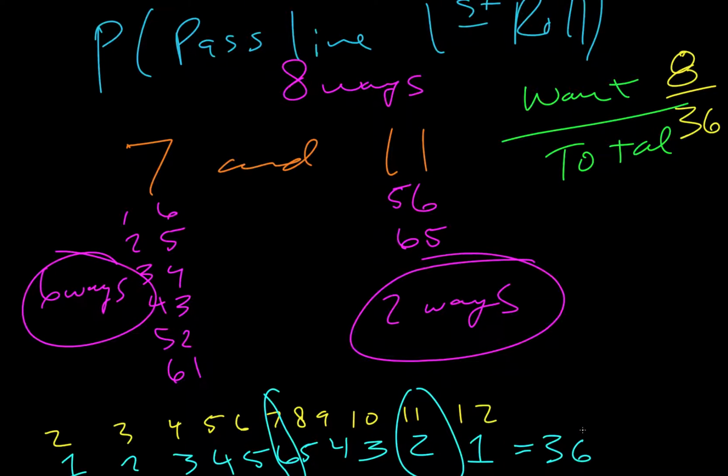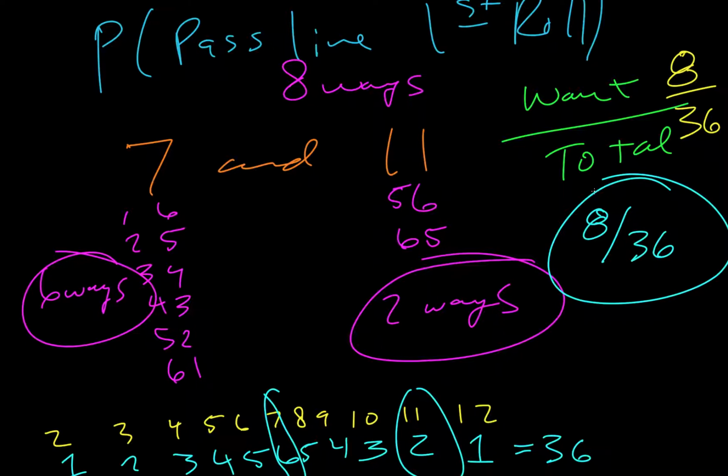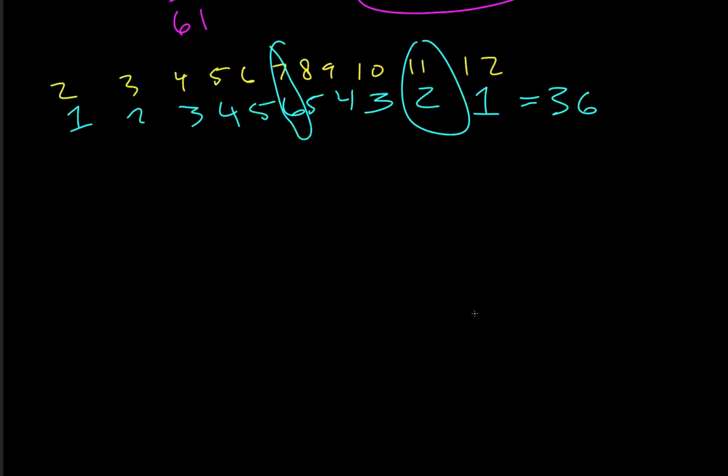Okay? So back to this problem. We just have 8 over 36. And for this assignment, we're just going to leave it like that. We're not going to reduce that. So you have an 8 out of 36 chance to win on the pass line during the first roll. Okay.